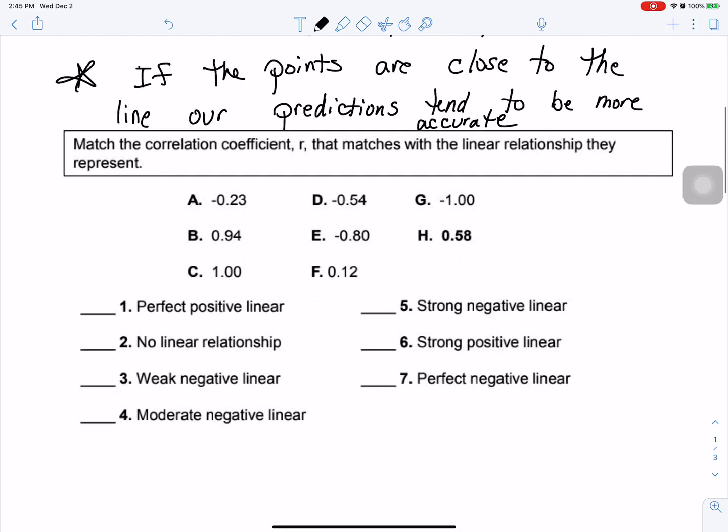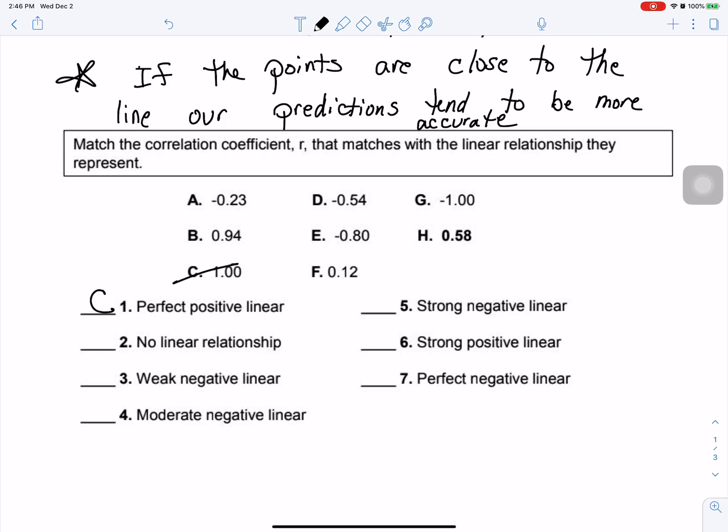So now we're just going to match. I'm giving you a whole bunch of different correlation coefficients, and the variable for that is an R. Somebody just decided it needed to be an R. And then we're going to look at what they represent. So perfect, positive, linear. Positive obviously means it has to be positive, and if it's perfect, and our best we said was 1, this is going to be a C.